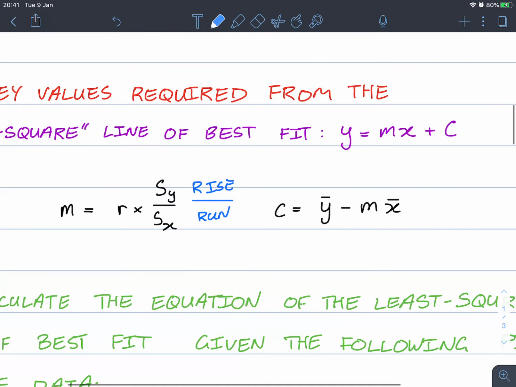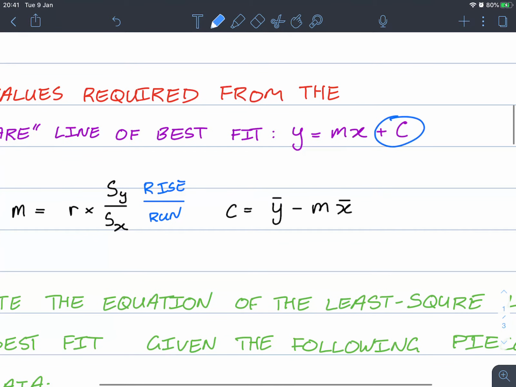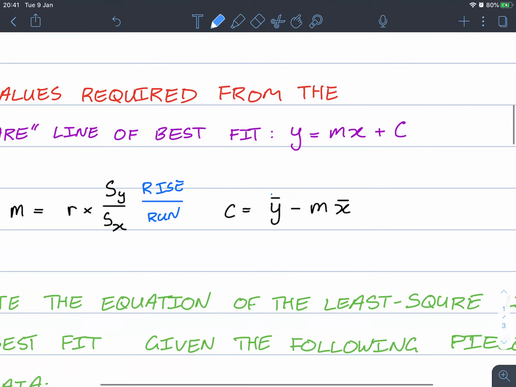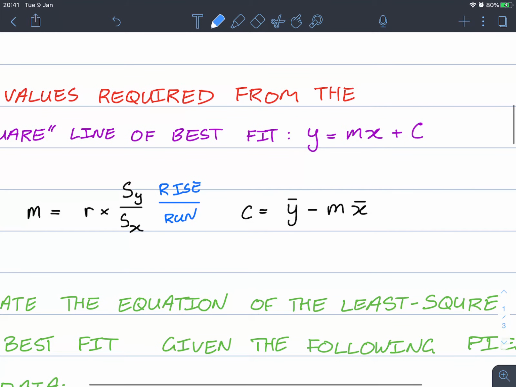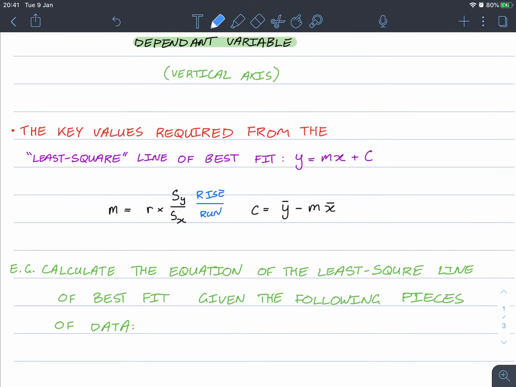And lastly, we need to calculate the value of c. We take the mean of the y values and subtract m times the mean of the x values. Notice how we require the mean in this equation, which was calculated previously. Hopefully this will make a lot more sense when we do an example.